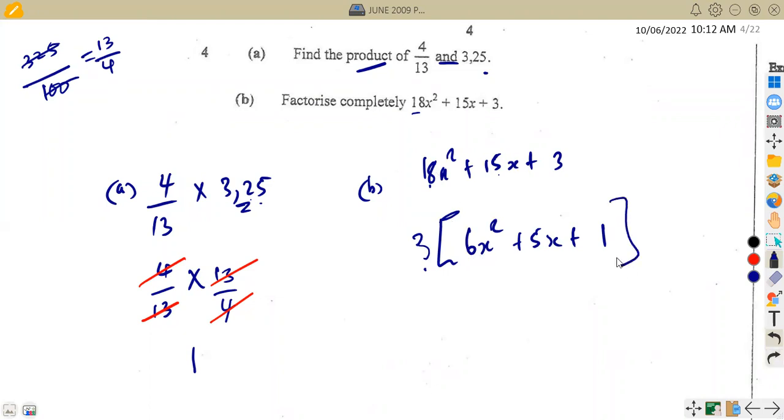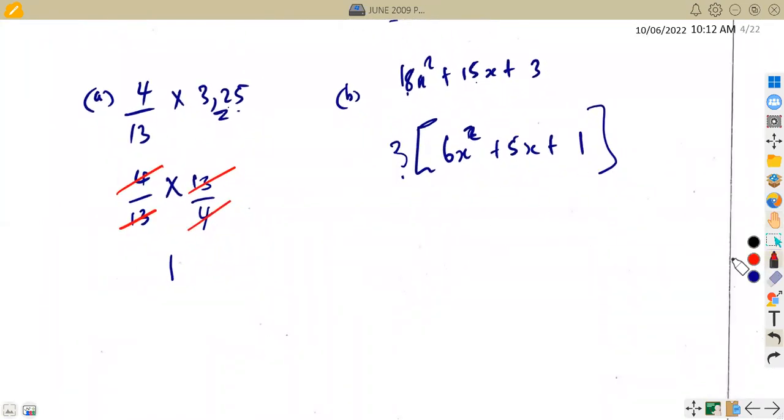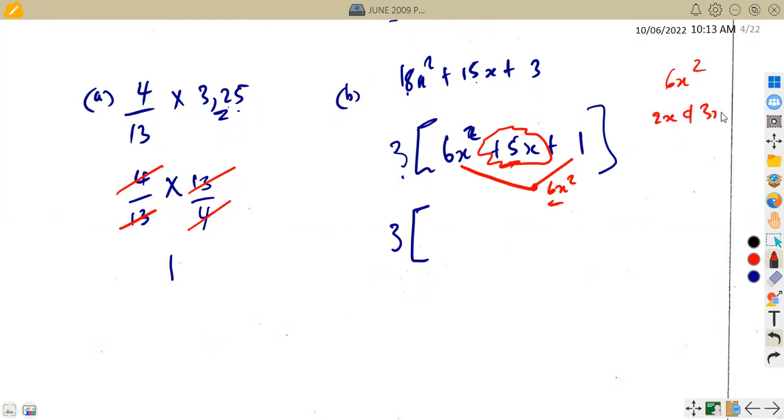Okay, but after that, is it complete? No, I'm still having a quadratic expression, of which I have to apply the longer way of my factorization, where I know I have to multiply the first term and the last term, all that part. So you're now back to your longer approach, but noting that the 3 is still there. So this will be 6 by 1 here, which is going to be 6x squared. So you just need two terms that give us the middle term, which is 5x, from these factors of 6x squared. So the factors of 6x squared, we are referring to factors such as 2x, 3x.